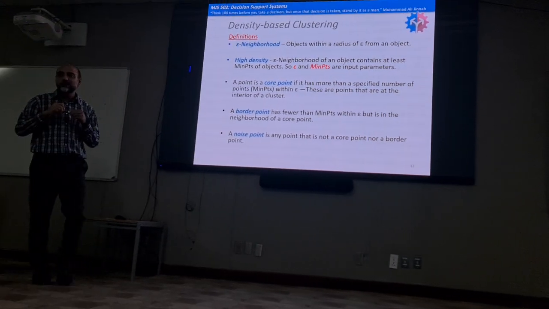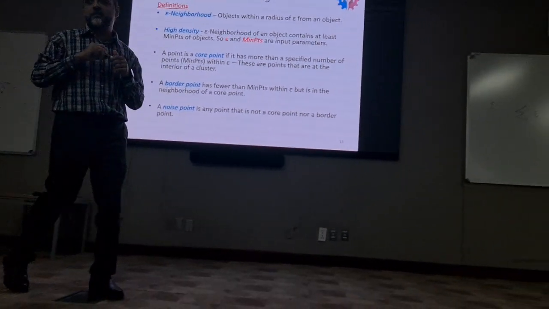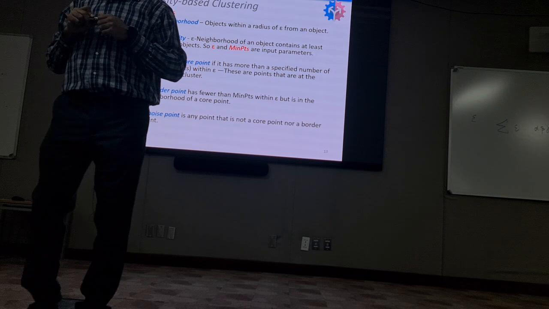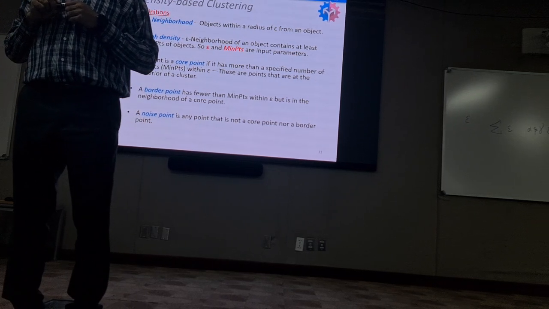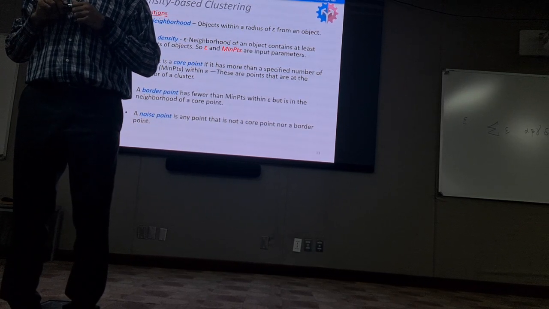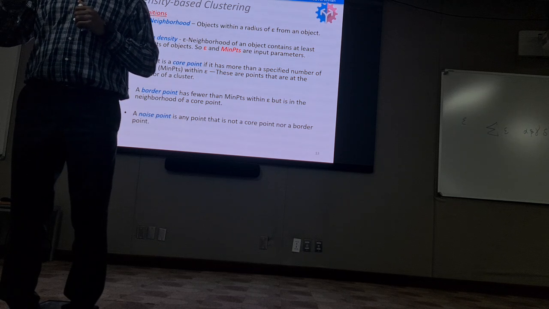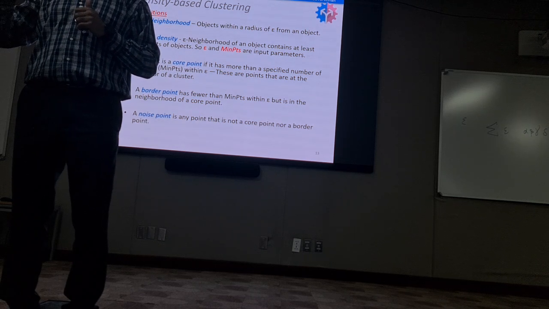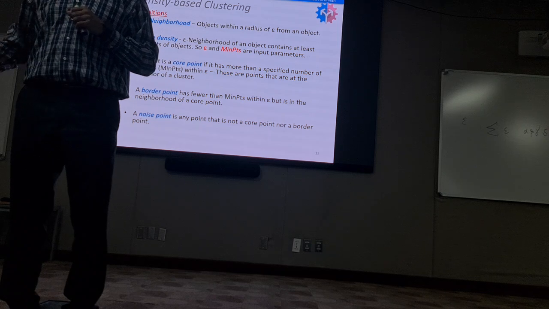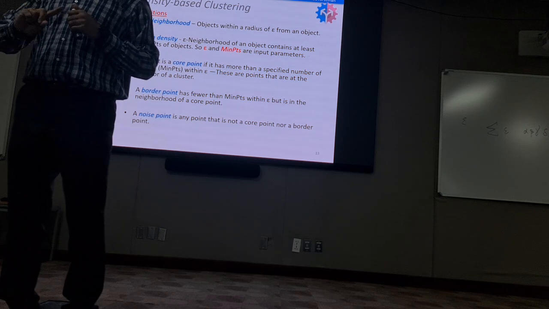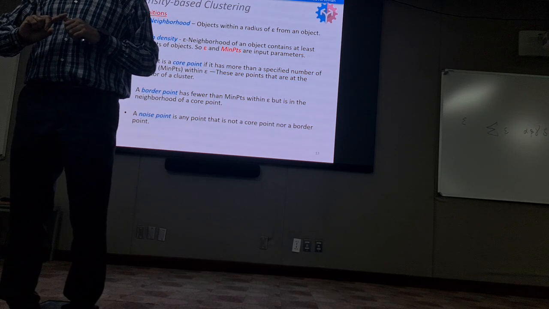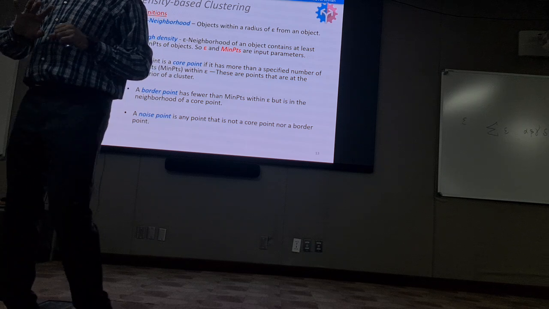You understand what neighborhood is? What do you call that in Arabic? Neighborhood. So I'm defining my neighborhood, that these are my neighbors. So I draw a circle and I say anyone inside this circle is my neighbor. Is that clear?